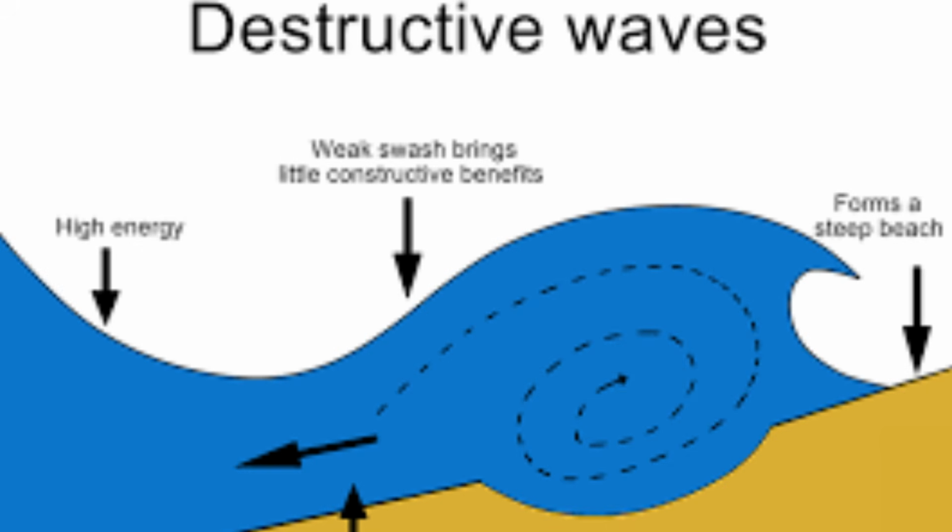Come winter, this energy shifts and we have more destructive waves. These are high frequency, weak swash, incredibly strong backwash, and they scour the sand away, dragging it offshore. The steep berm disappears and the beach becomes more angled, leading to a very random assortment of sediment sizes.